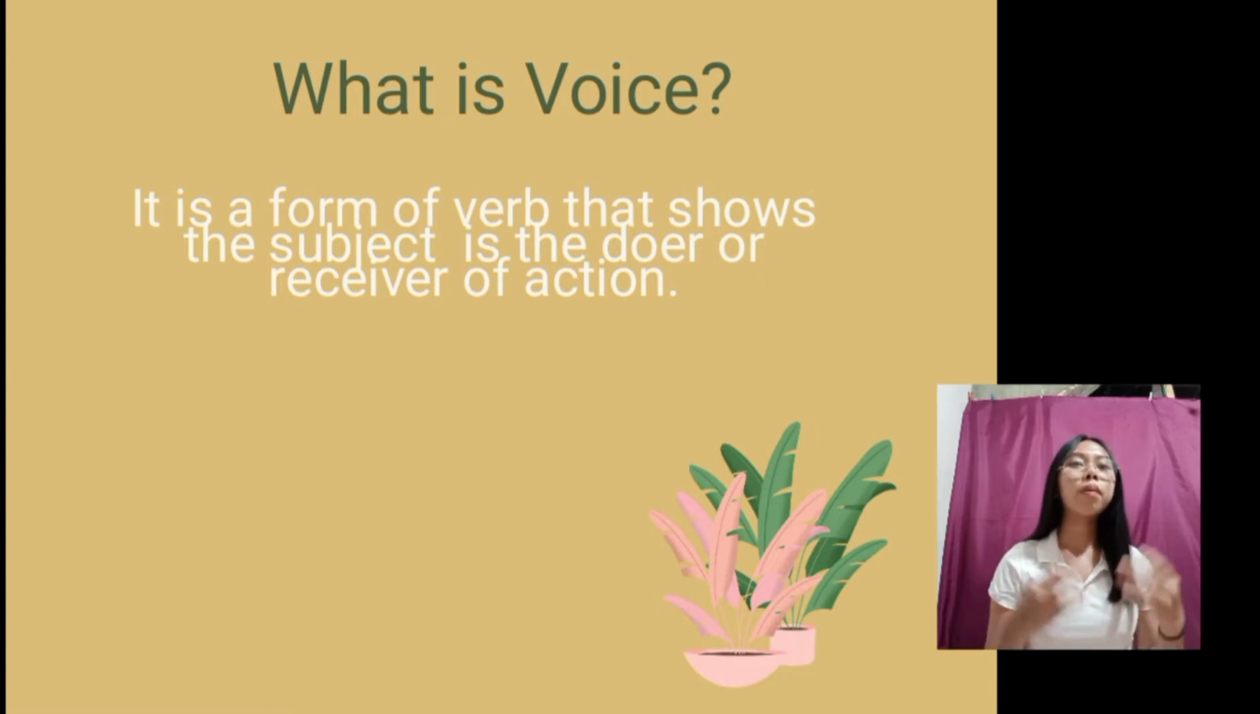So when we are forming sentences, we would follow these rules. We must know how to identify the subject and the verb of the sentence for us to be able to identify if our subject is the doer or the receiver of the action. Okay? Any question about voice? Okay, none. Very good. So let us now proceed to our two types of voice.